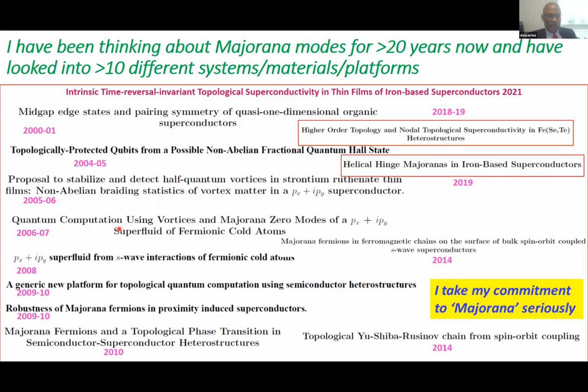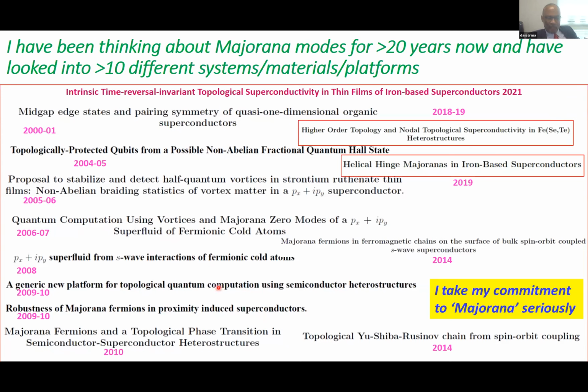Then I did work on strontium ruthenate, which is supposed to be a P-wave superconductor. Then I got diverted into P-wave atomic systems. The late Deborah Jin was doing some incredible experiments on P-wave gases. So I got very excited, and I wrote several papers on atomic gases, possibly trying to see topological superconductivity and Majorana mode, but that I don't think is happening.